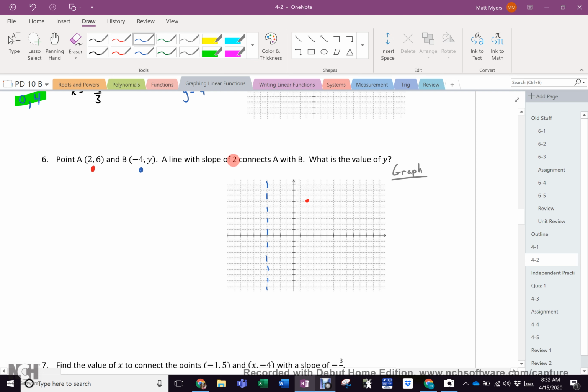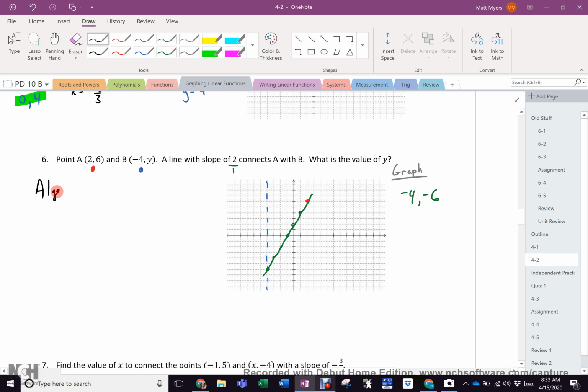I know I've got a slope of positive 2, which is 2 over 1. So that means if I go down 2, negative 2, and that way 1, that's a slope of positive 2. Negative 2, negative 1, right? So all I do is I keep going. Down 2, left 1, down 2, left 1, down 2, left 1, down 2, left 1, down 2, left 1, and I hit it right there. So that is negative 1, negative 2, negative 3, negative 4, negative 5, negative 6. So on a graph, it's negative 4, negative 6. That's how you would do it with a graph.